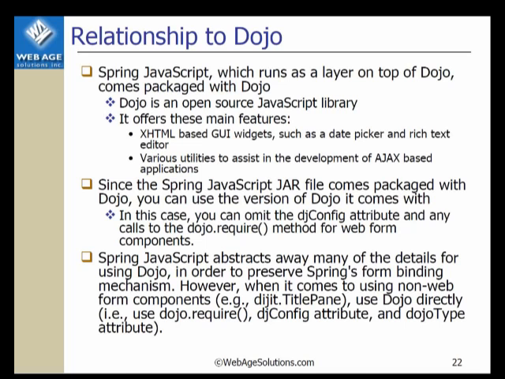You don't have to figure out where to put that in your own project or anything like that. So it's a lot simpler in terms of the Dojo programming, I think, as well. Spring JavaScript abstracts a lot of those details for using Dojo, really to keep things simple, and it fits Spring's form tag library mechanism. So when you use the actual form components, and here when it talks about non-web form components, other things that are outside of Spring's form tag library, you'd use those with normal Dojo programming. So not a lot of difference.